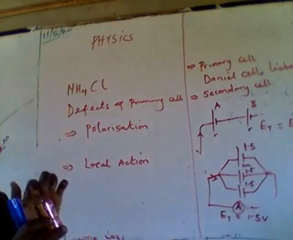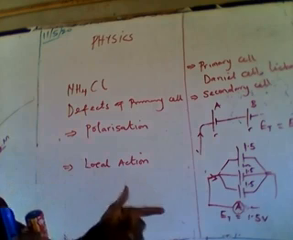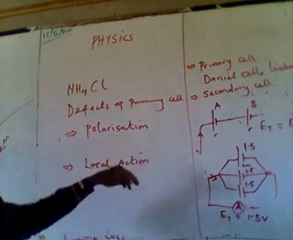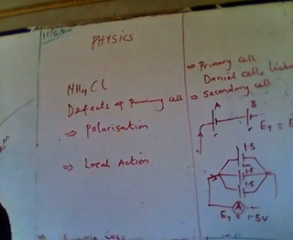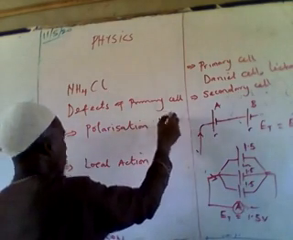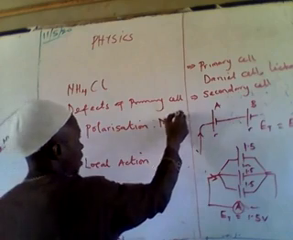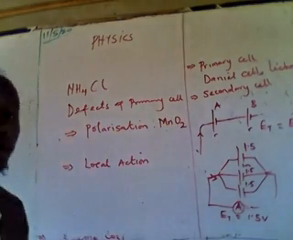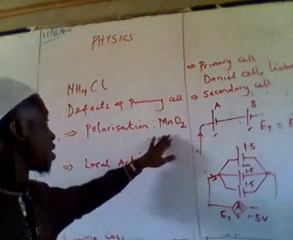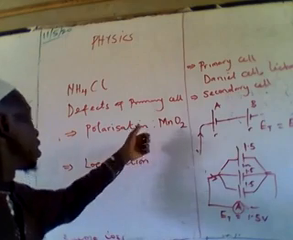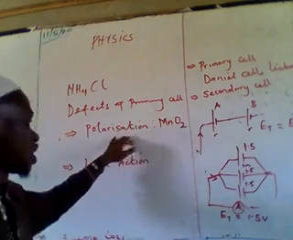So that process is called polarization, and how to correct that polarization is by using a depolarizer. An example of a depolarizer is what? Manganese(IV) oxide, MnO2. Okay, so this is what we call a depolarizer. We use it to correct the process of polarization.